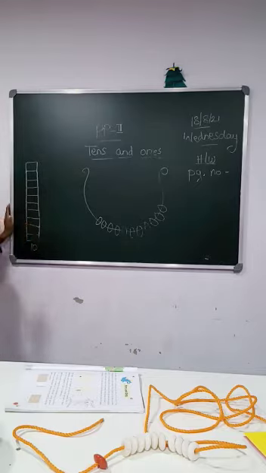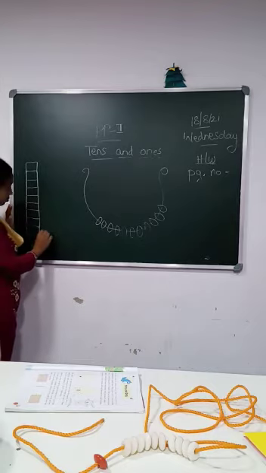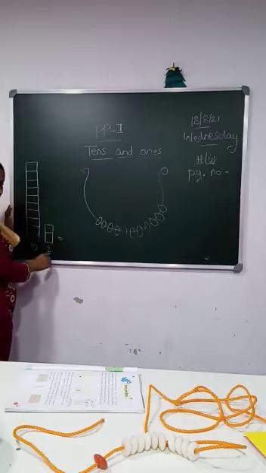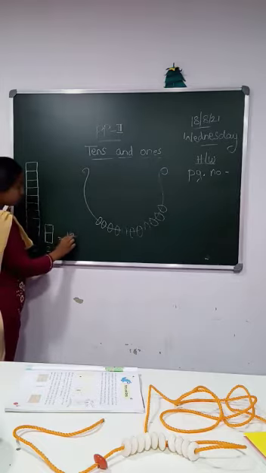Now we are going to write number 12. So for 12, what are we going to do? We are going to draw another 2 blocks. 1, 2. So this is 1, 2. So what will it come to? 10 and 2 is number 12.